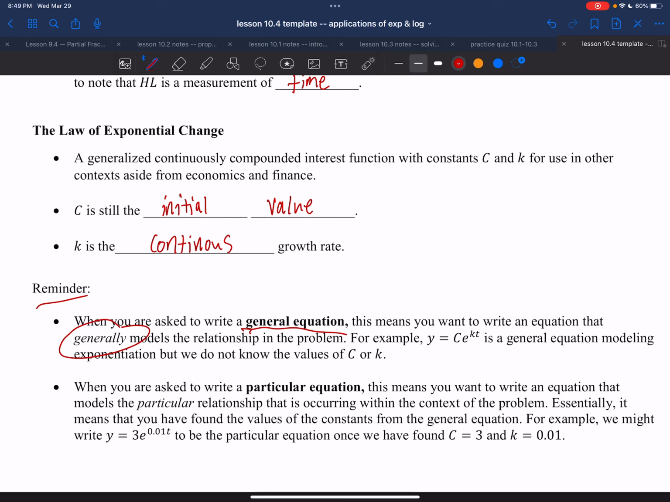So for example, let's say I have this exponential function for exponential change, y equals c times e to the kt. This is a general equation that models exponentiation, but look, we don't know what the heck c or k are, right? We don't know what those values are. It's a general equation that models the type of change or relationship that's occurring, but we don't have any real context about it, okay?